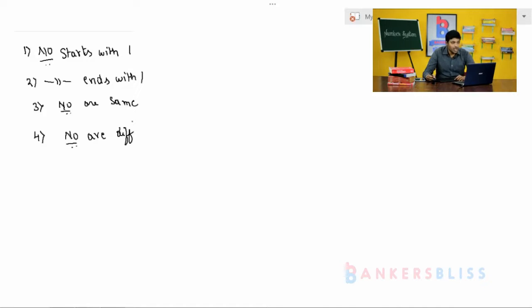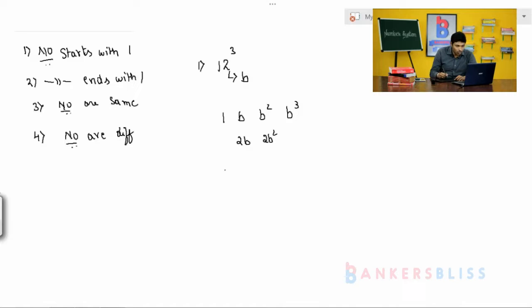So now, let us take the first condition. Number starts with 1. For example, you have to calculate 12 cube. See, consider the second digit as b. Then your format will be 1, b square, b cube. Next, 2b square. Next, 1; 2 square is 4; 2 cube is 8. Next, 2 twos are 4, 4 twos are 8.